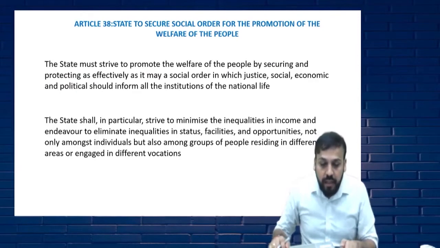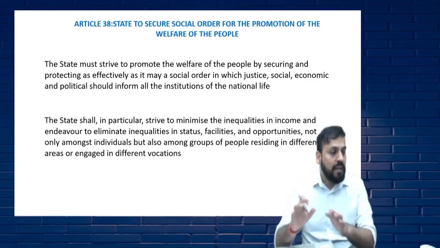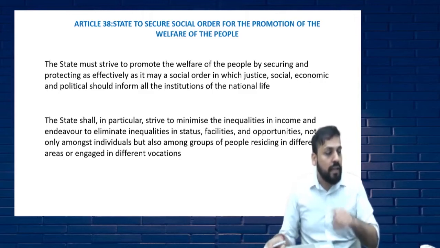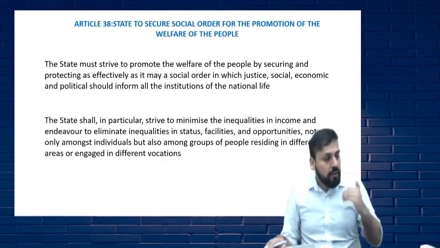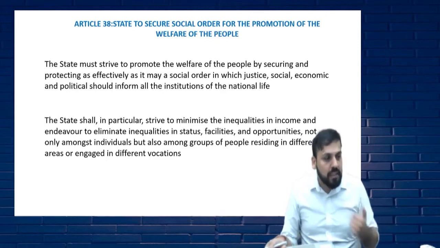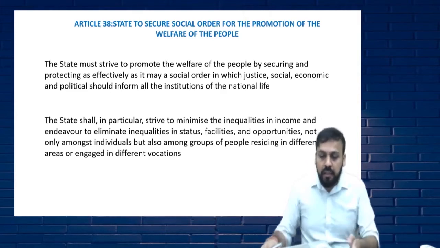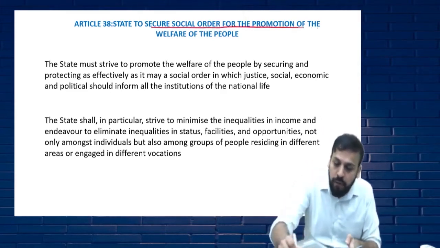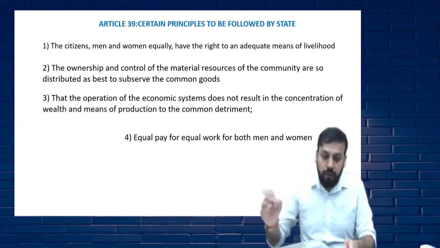Now what is Article 38? Every state should try to secure a social order where everyone is living peacefully, there is no inequality, and everyone has good facilities, good status, and enhanced life to grow. Everyone is getting political justice, economic justice, and social justice. The state should secure social order for the promotion of the welfare of the people.